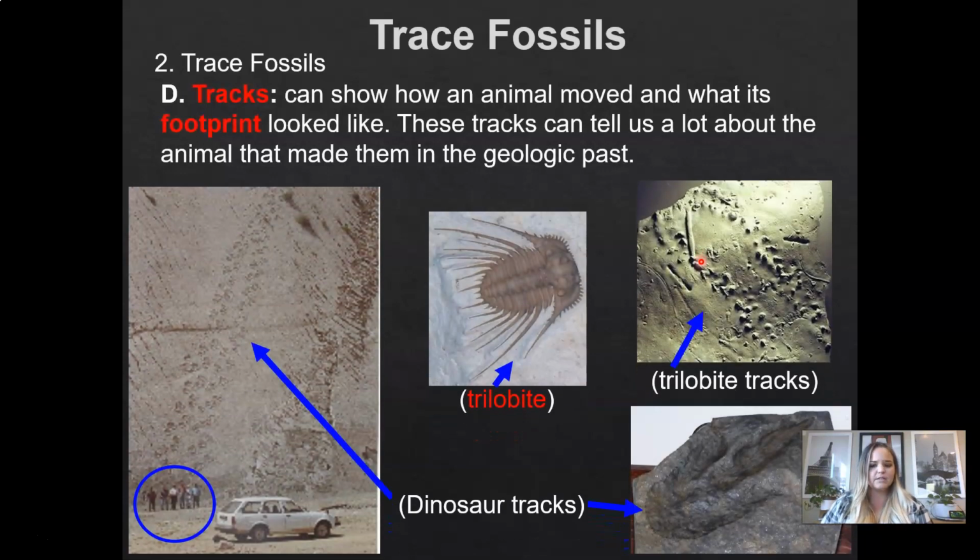Then we have tracks, so these can be like dinosaur tracks, they can be trilobite tracks. This is what a trilobite would actually look like. And these will tell us something about how the animal moved, what their footprint looked like, so we can kind of get some idea of how big the animal might have been, how tall, how quickly it moved, etc.